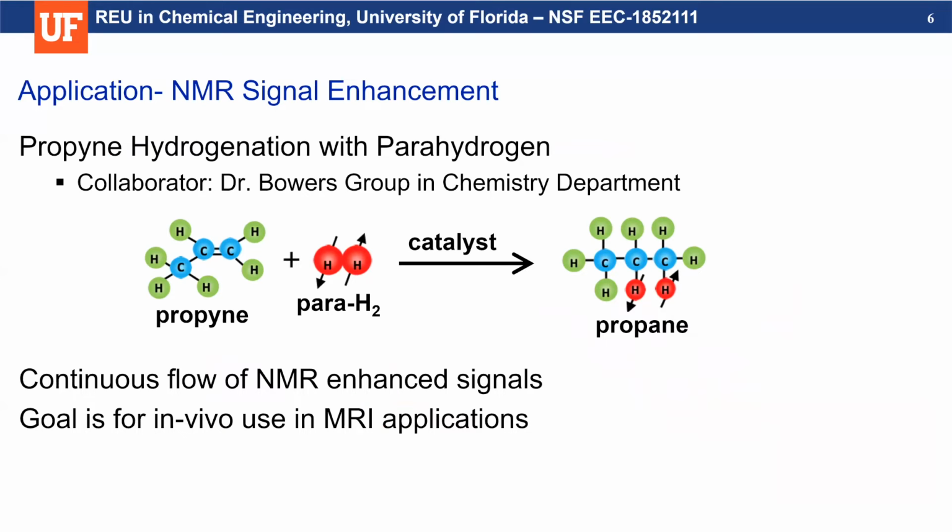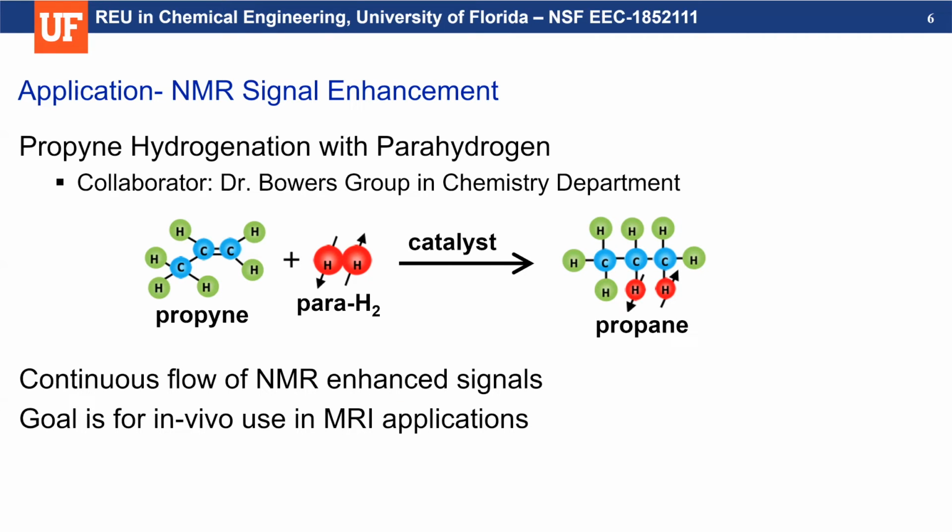Now, what are these catalysts used for? The overall goal is to use these catalysts in enhancing NMR signals for diagnostic imaging techniques such as MRI. To do this, our catalysts are used in propyne hydrogenation with para-hydrogen, a special kind of hydrogen molecule in which the two hydrogen atoms have opposite spin directions.